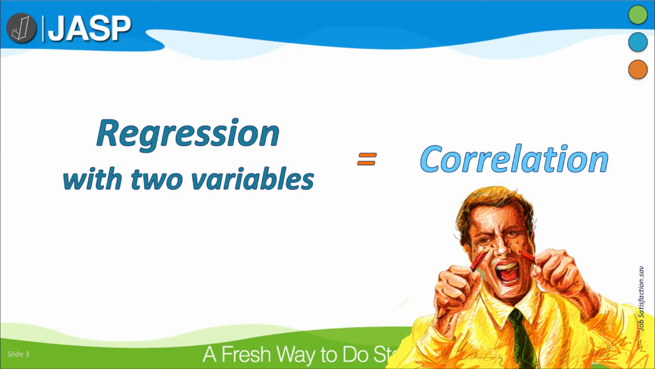Now, when we use two or more predictors, then things get more interesting. But for now, we're going to use two variables, one predictor, one criterion, and learn the basics of regression. So let's turn to JASP.